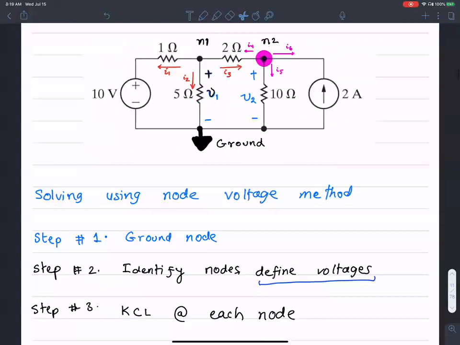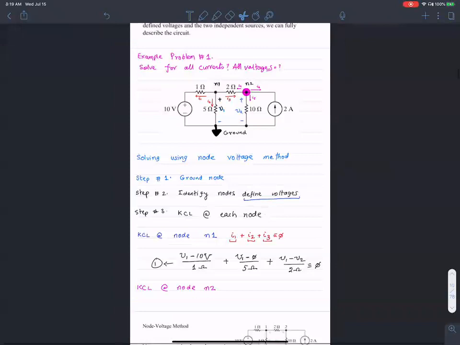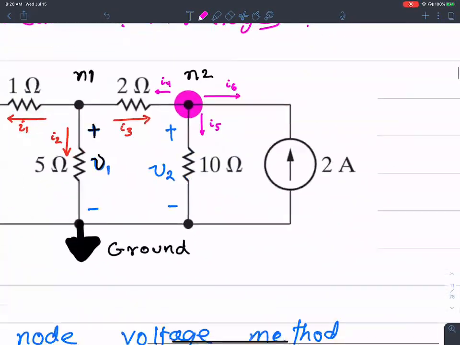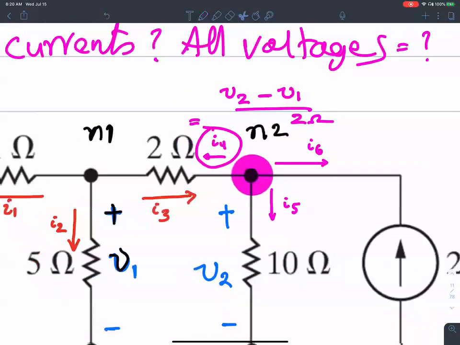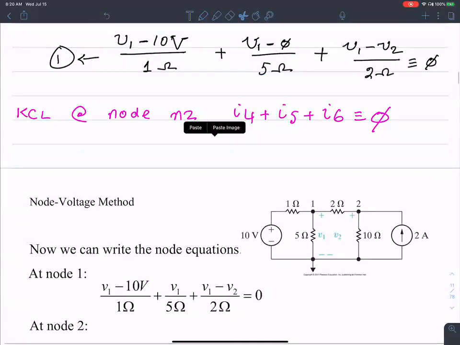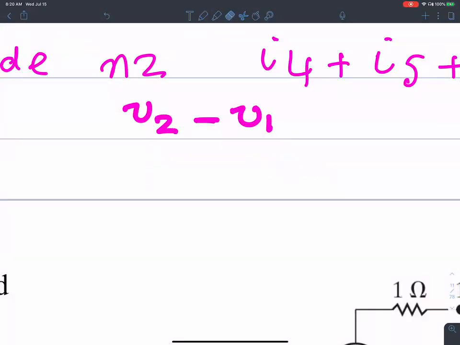It tells me that I4 plus I5 plus I6, all the currents leaving, should equal zero. So what's the value of I4? The value of the current I4 is the voltage on the right, node N2, which is V2, minus the voltage on the left, which is the node V1, over 2 ohms. Let me copy that and paste it over here. V2 minus V1 over 2 ohms is the current flowing through I4.